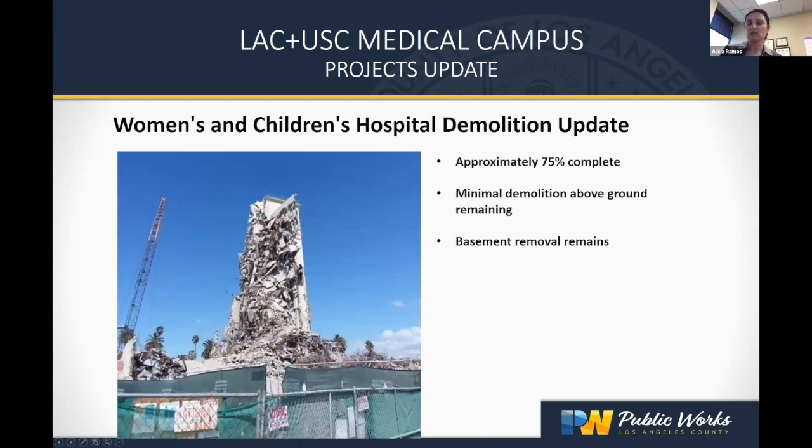Women's and Children's Hospital. Currently, this is about what you'll see on site. We really do have it down to the last above ground components. And like I said, we still have the basement. So we're approximately 75% complete with this, and you'll see this portion come down very soon.